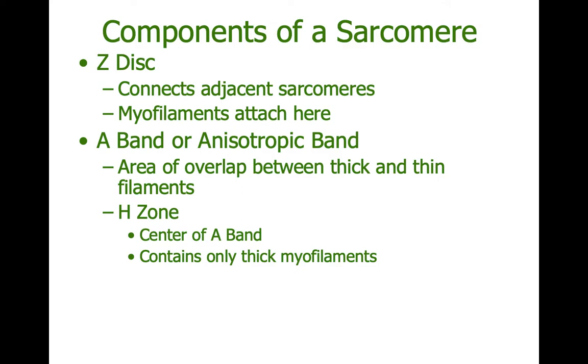We'll pick up where we left off last time, and that is with the components of the sarcomere. We said that the Z discs were the end points, the boundaries, if you will, of the sarcomere. The A band or the anisotropic band will be the darker layers, darker sections of our sarcomere.